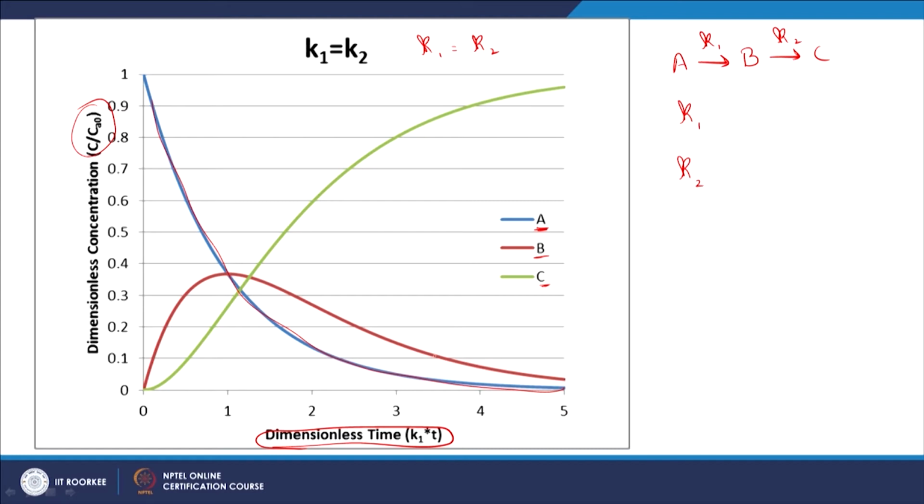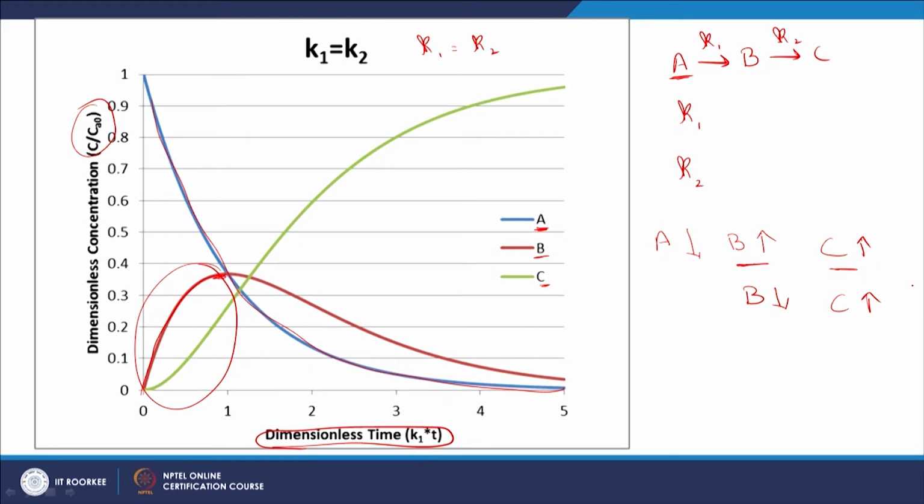As A keeps decreasing, you will have B increasing, and that is what you see in this particular phase here. So B is increasing. At the same time C will also increase whenever B is formed. So that is what you see here, and at a critical point in time you are going to notice that B is going to start decreasing, while C is going to keep increasing.